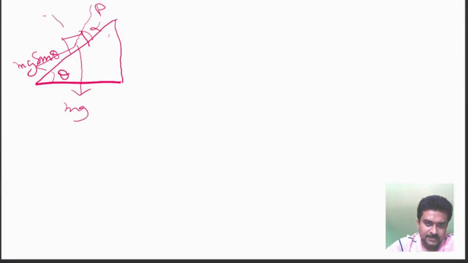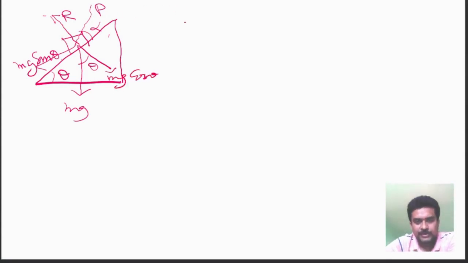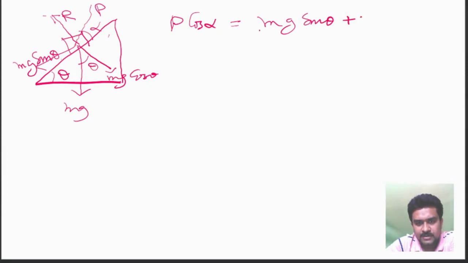This is the reaction of the body R, and obviously this angle will also be equal to theta, and this is mg cos theta. Now if you take the component of P, that is the horizontal component, P cos alpha, this will be equal to mg sin theta plus Fc. Fc is mu R, that is the frictional force acting in this direction.